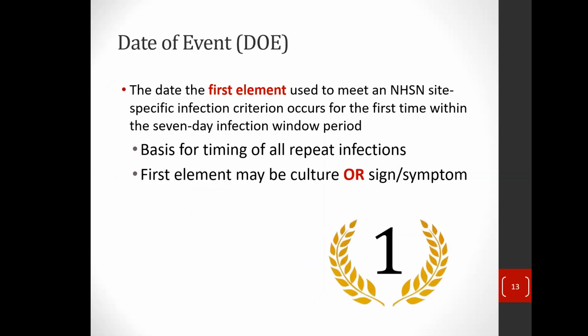Okay, after you've got an infection window period, you need to look for the date of event. The date of event is the first element used to meet the NHSN definition. It is really important to accurately define the date of event because it's also the basis for timing of all repeat infections. So the first element to meet the definition can be that culture, which started that infection window period, or it can be a sign or symptom.